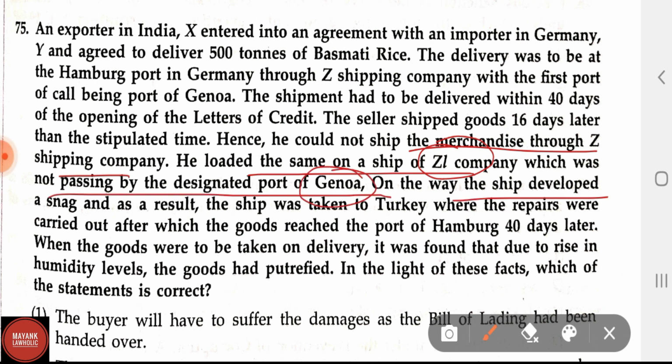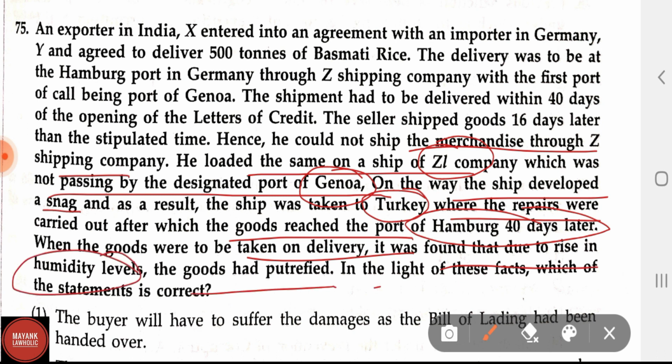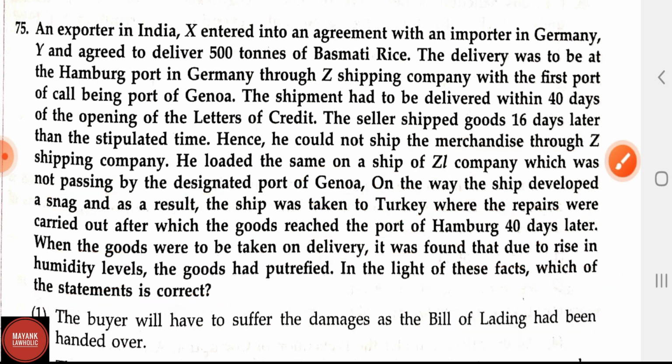On the way, the ship developed a snag. As a result, the ship was taken to Turkey, where the repairs were carried out, after which the goods reached the port at Hamburg 40 days later. When the goods were to be taken on delivery, it was found that due to a rise in humidity levels, the goods had putrefied. In the light of these facts, which of the statements are correct?